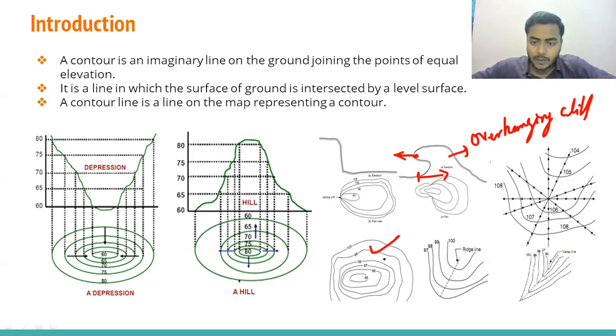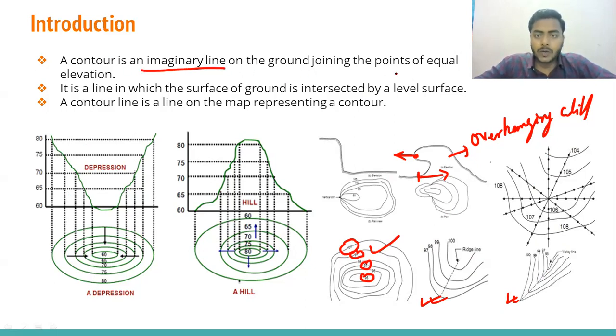This is also showing contour lines. You can see all these lines are contour lines, which show the equal elevation of 100 meter. This contour line is showing 99 meter, 97, 95, like this. In the case of a ridge line, you can also see contour lines drawn here. So a contour line is an imaginary line on the ground joining points of equal elevation.